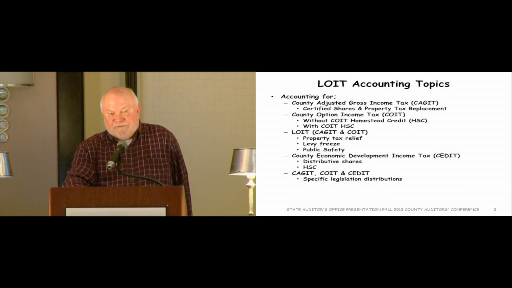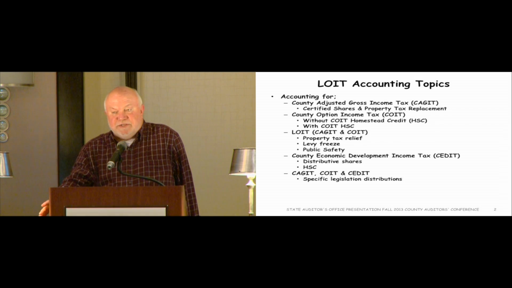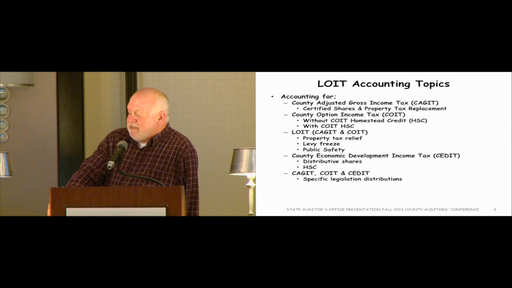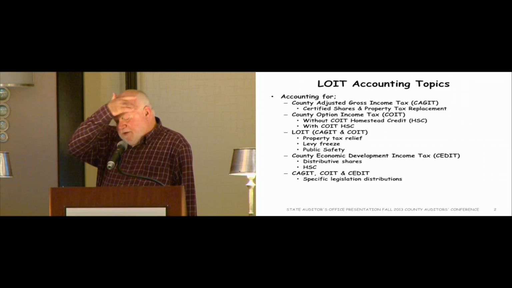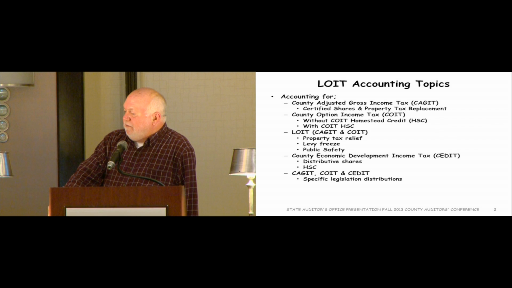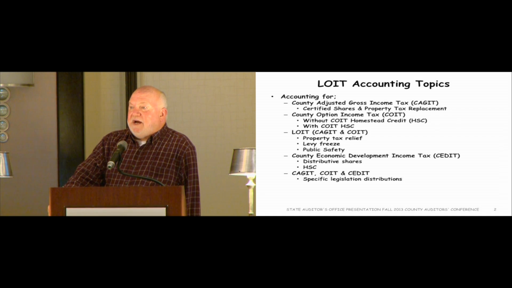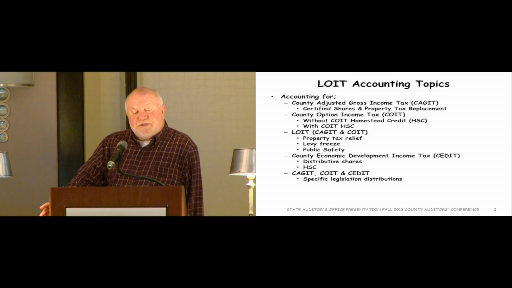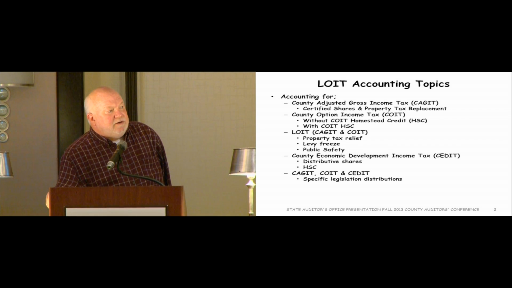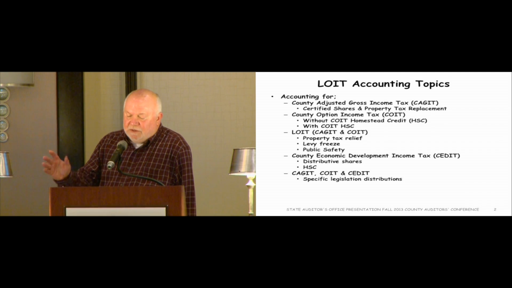These are the different types of the LOITs, and what I will be talking about today: the county adjusted gross income tax, CAGIT, and the county option income tax, COIT. There are two different types of COIT. You can have COIT counties, which is the majority of the COIT counties, where they haven't adopted a homestead credit along with the COIT. And then there are COIT counties that did adopt a homestead part of the COIT tax, not to confuse this with what we call the LOIT homestead credit in a COIT county. The two are a little bit different.